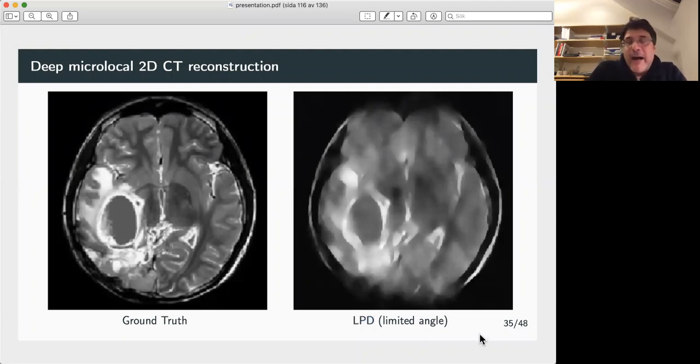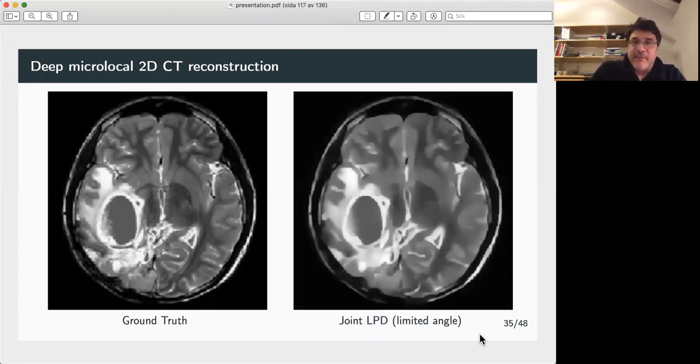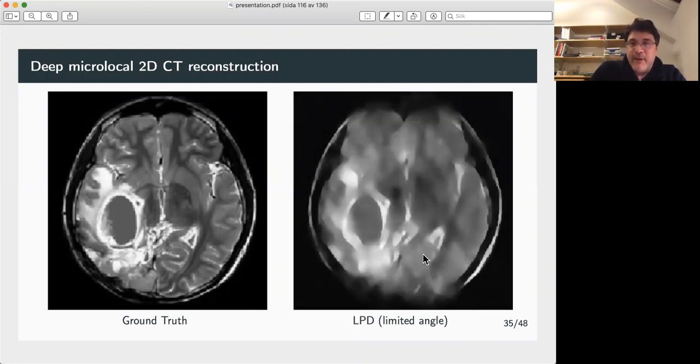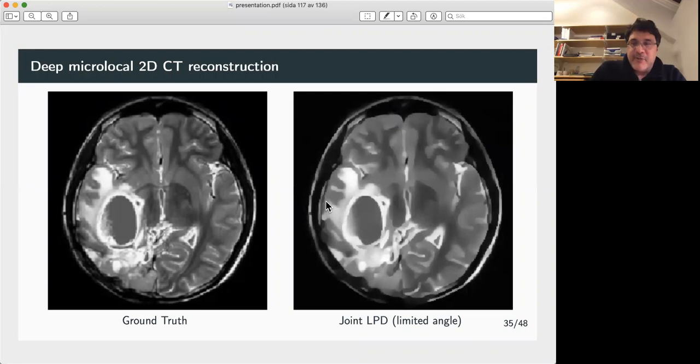So here's what happens when you apply the microlocal consistency on the learned primal dual, and you get something like this. Suddenly this becomes visible. This slit here, which was totally invisible, becomes visible. It's also replicated here. So it seems to force the deep neural network to not only respect the fact that you have a forward operator, but also to respect, to a certain extent, the canonical relation, and it seems to be beneficial.